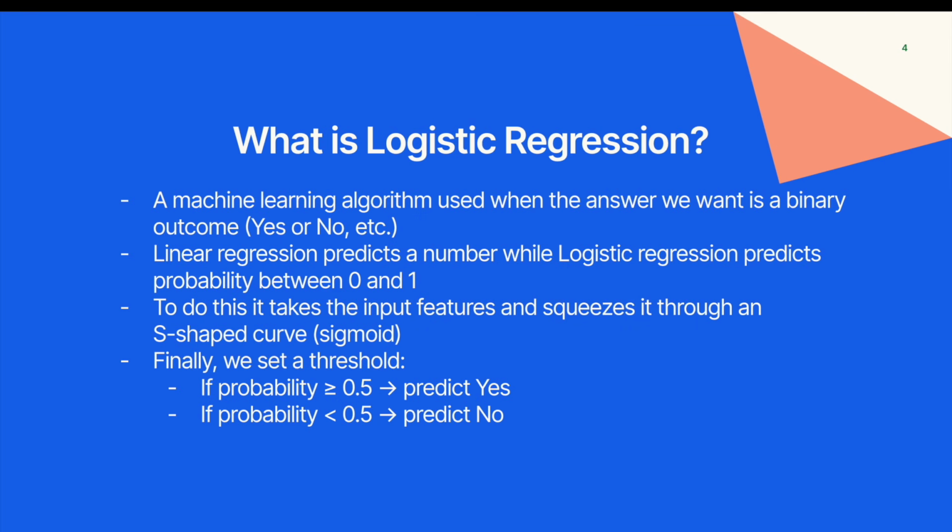Finally, we apply a threshold. Usually, if the probability is greater than or equal to 0.5, we predict yes, and if it's less than 0.5, we predict no. So in our project, this means the model will output the probability that a tumor is malignant, and based on that threshold, we classify it as malignant or benign.